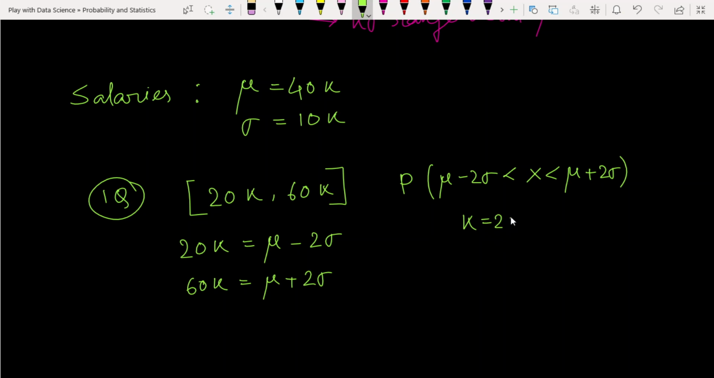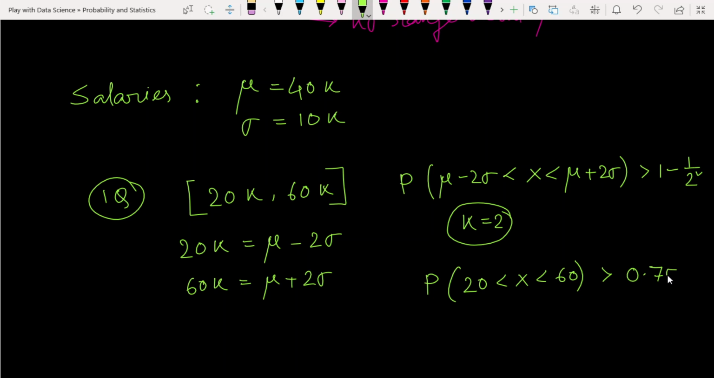K is equal to 2 here. So this will be 1 minus 1 by 2 squared. This value will be approximately equal to, if you calculate it, for 20 less than x less than 60, approximately 0.75. Just calculate using your calculator, then you can easily get this value, 0.75.